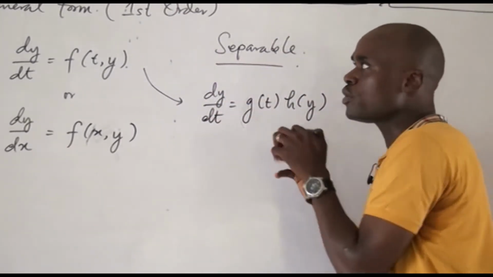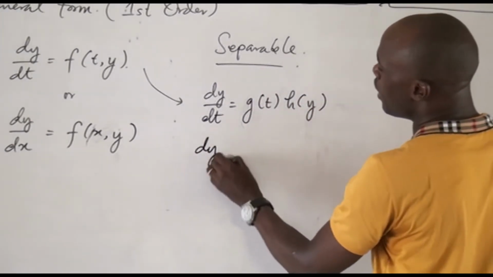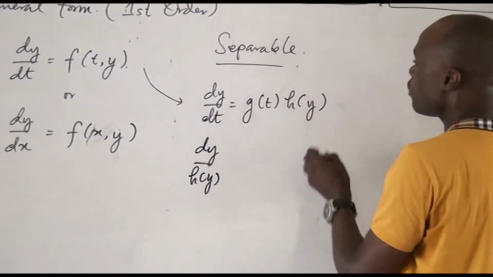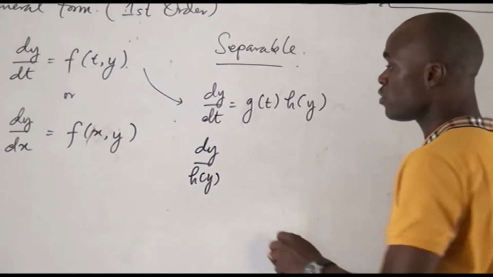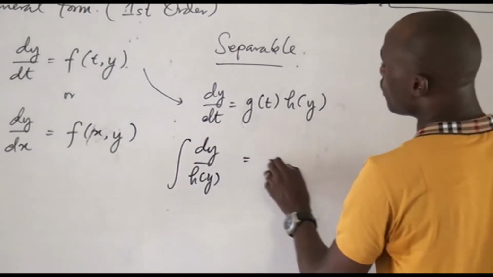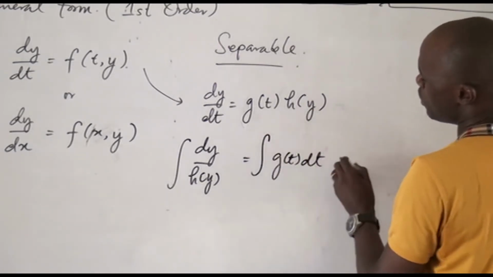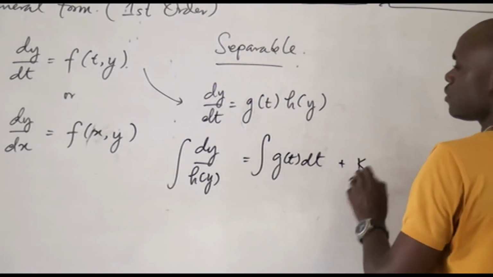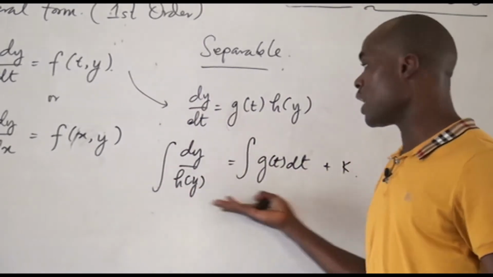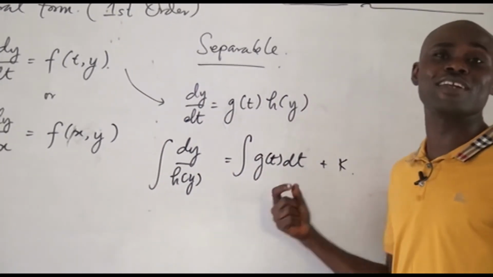Y. If so, we say that the function is separable, and it is easy for us to have dy over h of y, if h of y is different from 0. Take note that h of y is different from 0, and we can integrate this, and this will equal g of t dt, and we can also integrate this and add a constant of integration. So if we discover that we can separate this, we can do this to solve our problem, and we go our way. But this is not always very easy.